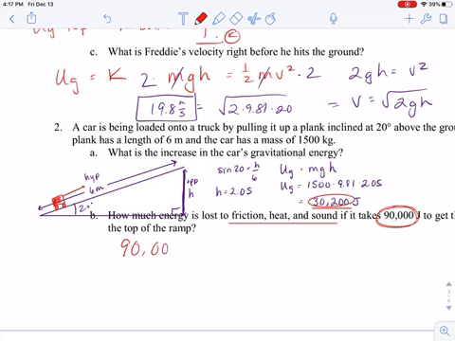So I just have to find the difference. 90,000 minus 30,200 would be 59,800 joules. And that concludes our examples for this section 5.2.